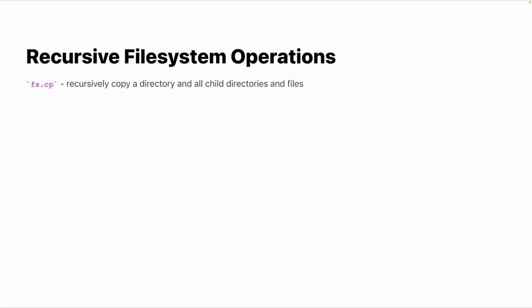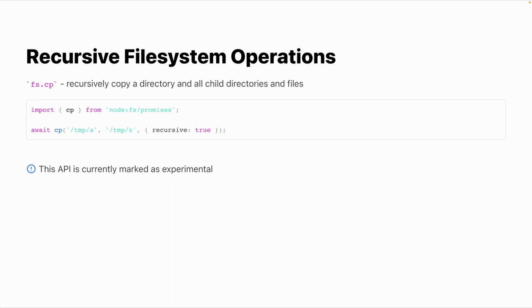Next up, let's look at the fs.cp method. This method is used to recursively copy a directory and all child directories and files. The implementation of this feature is based on the copy method from the fs-extra package on npm. Here's an example of how this works. In this case, we're going to copy that directory we created before at /temp/a to /temp/z. Again, in the second argument, we're passing recursive true. That'll copy /a, /b, /c, whatever else is in that directory. It'll recreate that structure in /temp/z. It should be noted that this API is currently marked as experimental, although we do expect that to change soon.